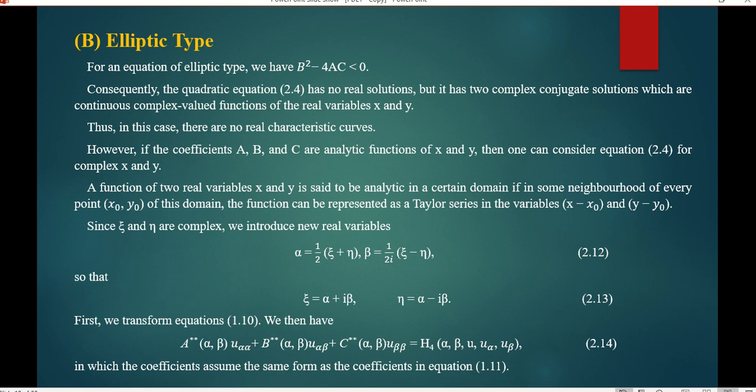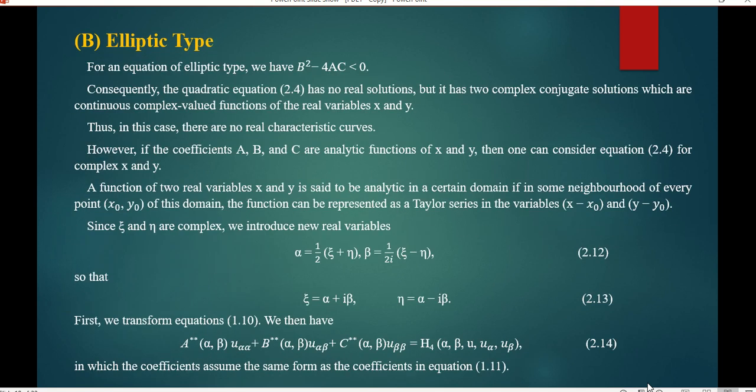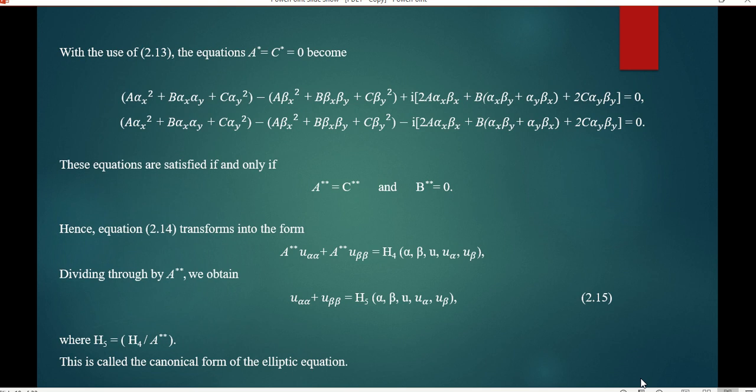So first we transform the equation 1.10, then we have a star of u alpha alpha plus b star u alpha beta plus c star u beta beta equal to h4. So we obtain this equation. With the use of this equation, we consider a star minus c star equal to 0. Then we finally obtain these two equations. Then these are satisfied only if a double star equal to c star and b star equal to 0.